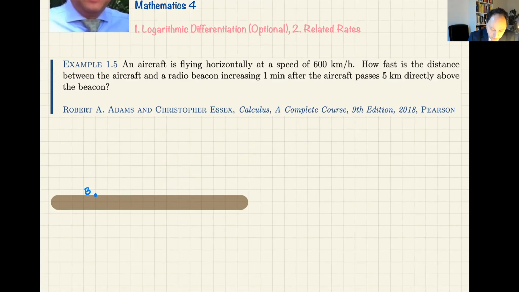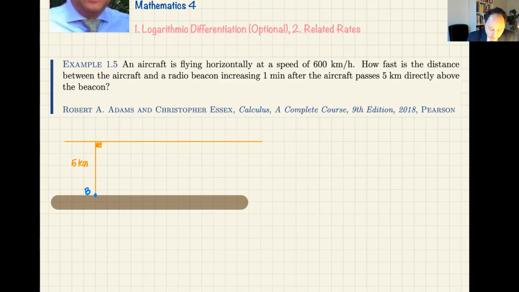So what I do, let me just draw a rough picture now. So for example, let me draw this as the line that the airplane is flying. Okay, and then assume, let me draw this one as well. So this is 5 kilometers.